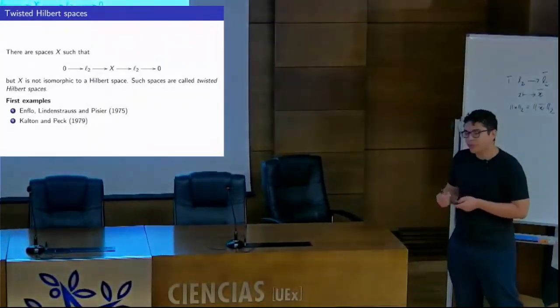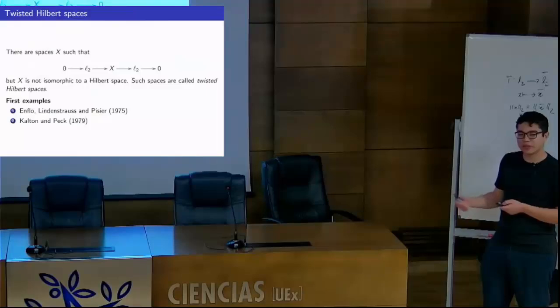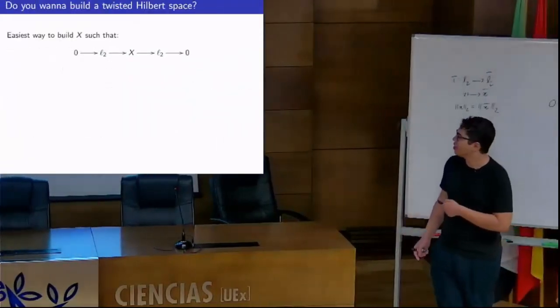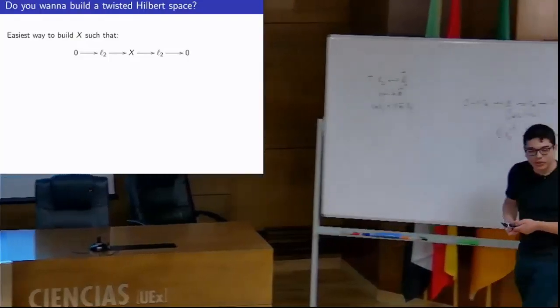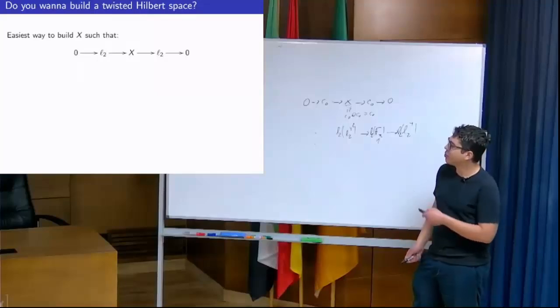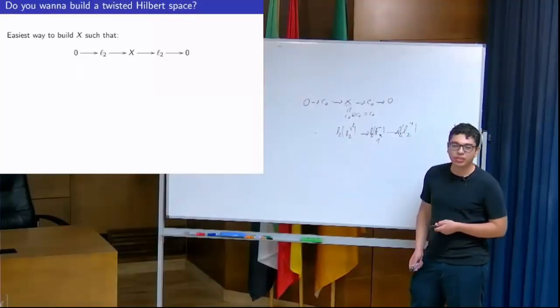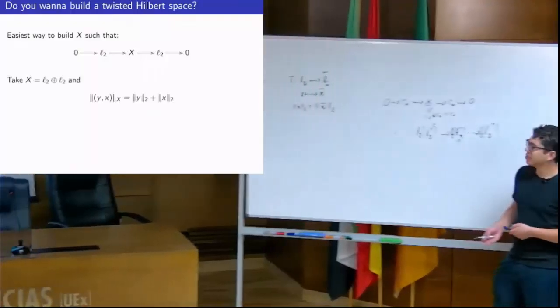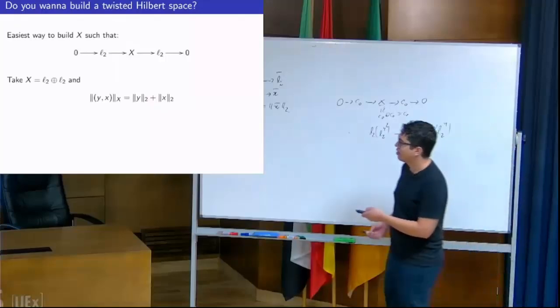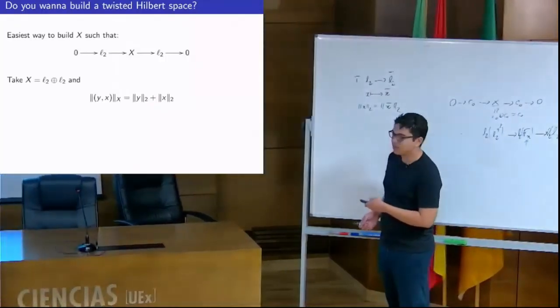But today we'll be interested in another class of examples, those by Kalton and Peck. And Kalton and Peck go in another direction. So do you want to build a twisted Hilbert space? What should be the easiest way? You want to build a space X in the middle. What is the easiest one you can build? The direct sum. Take X to be the direct sum, and take this norm, the sum of the norms.